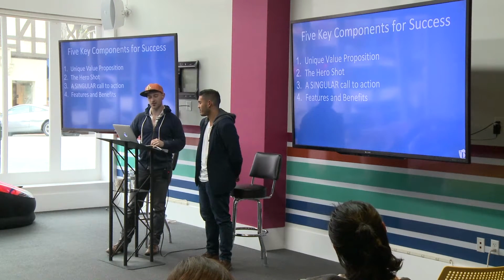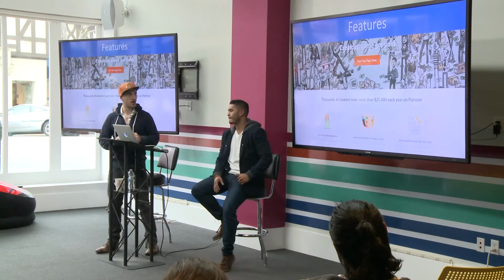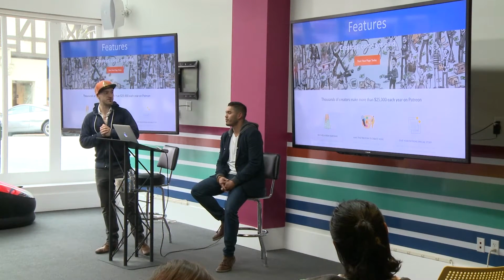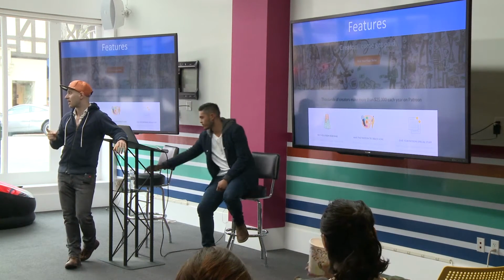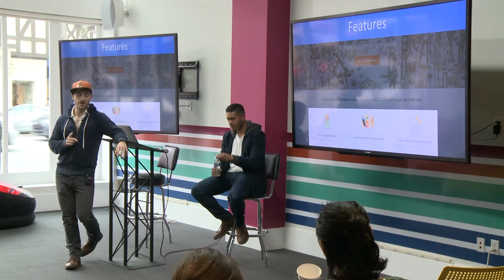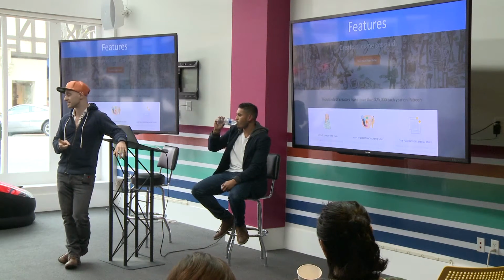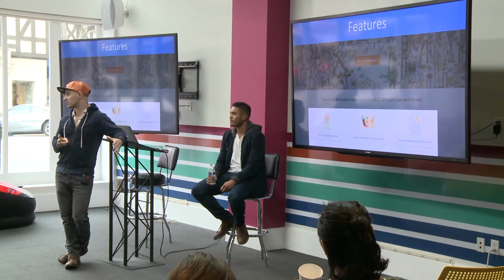The fourth thing that a landing page needs is a features and benefits section. So back to Patreon, they've got a nice features and benefits section right here. When I say features and benefits, those are 2 different things. Features are facts about your platform, true facts about your platform, things that it does. A benefit is a value that a user gets out of using your product.